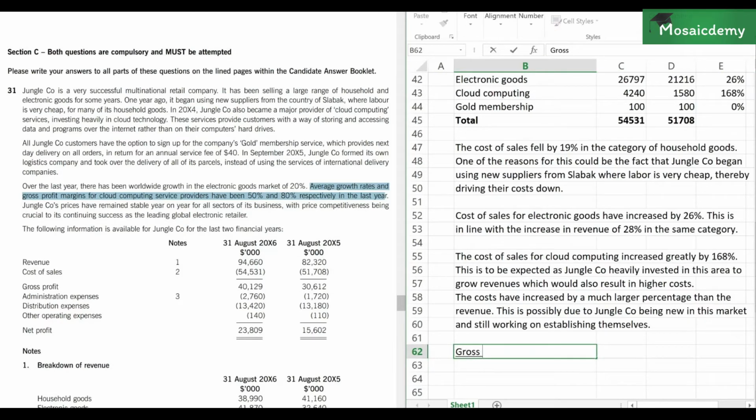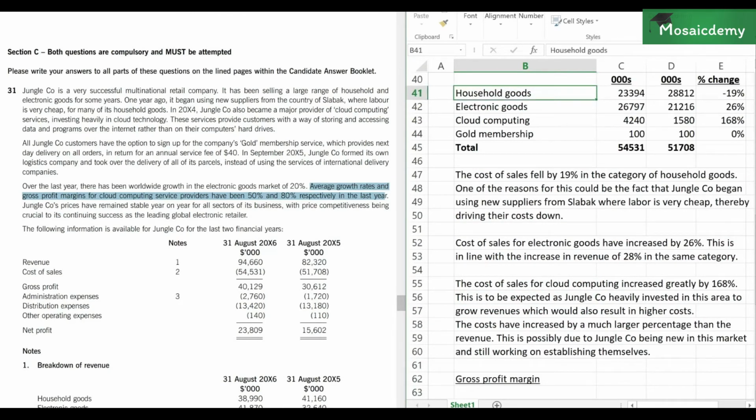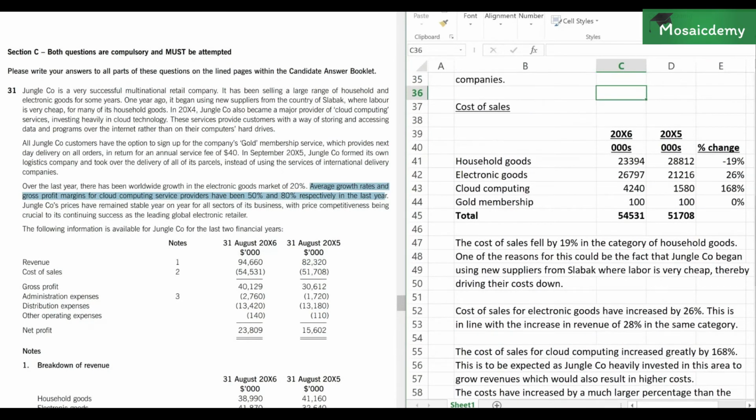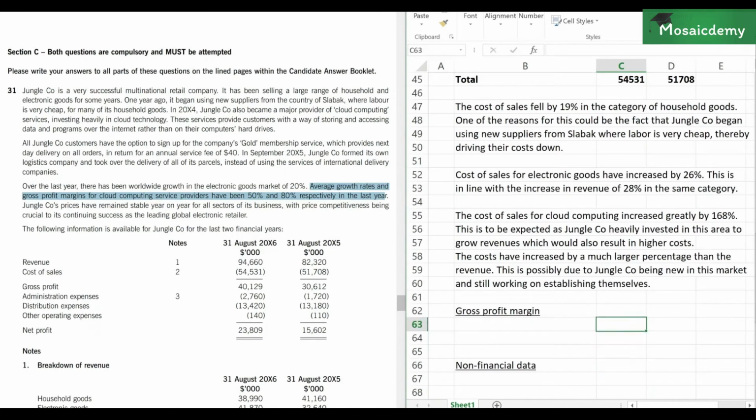Now they've only given us the gross profit margin for cloud computing. If you want, if you have time, you can calculate it for all of the different areas, household goods and electronic goods as well, but I would say let's just do it for cloud computing, since that's the only benchmark we have. So cloud computing, we can do it for both years.